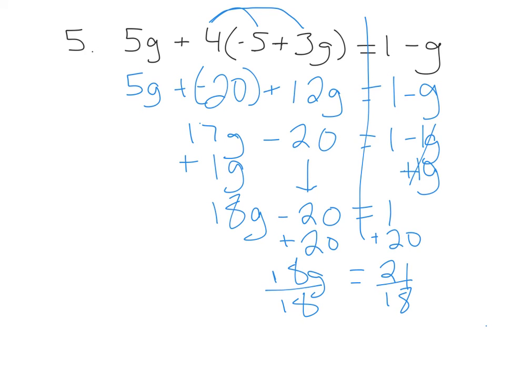So when we divide by 18, g equals the fraction 21 over 18. However, if you notice, they're both divisible by 3, so we can reduce this fraction. If you divide both by 3, we should get 7 over 6 as our answer. Okay, these are kind of tough, so if you want, you can rewatch the video again. Otherwise, we'll just see you tomorrow.